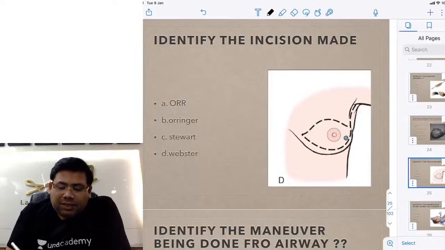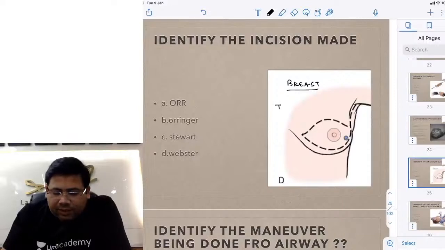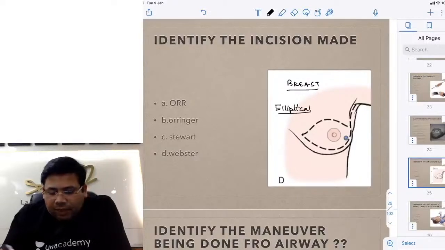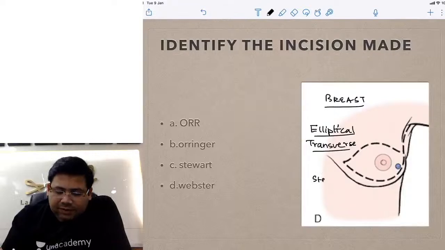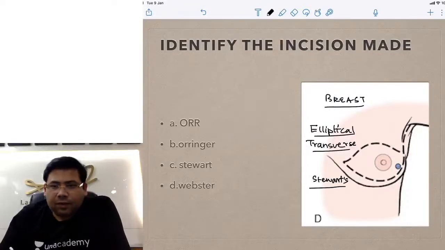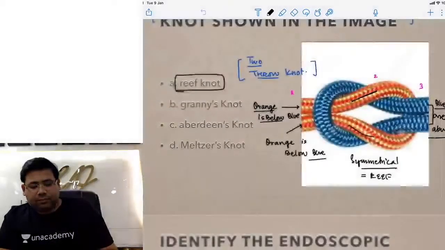Okay, so these are the incisions for the breast. And if you see this incision, this is an elliptical transverse incision. When we talk about elliptical transverse, what do you mean by this? This is a Stewart's incision. So let us try to understand the concept of these incisions.